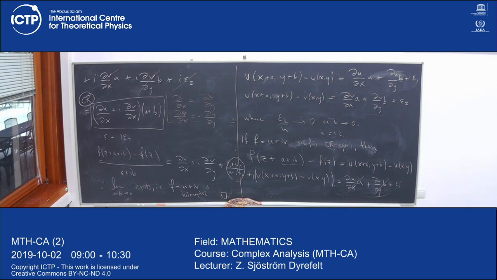Okay, let's see now. So then we can give a counterexample for what I said at the beginning. We can choose two real functions such that the partial derivatives at 0, 0 are all 0, but it's not holomorphic. Because it will satisfy the Cauchy-Riemann, but it's not holomorphic.